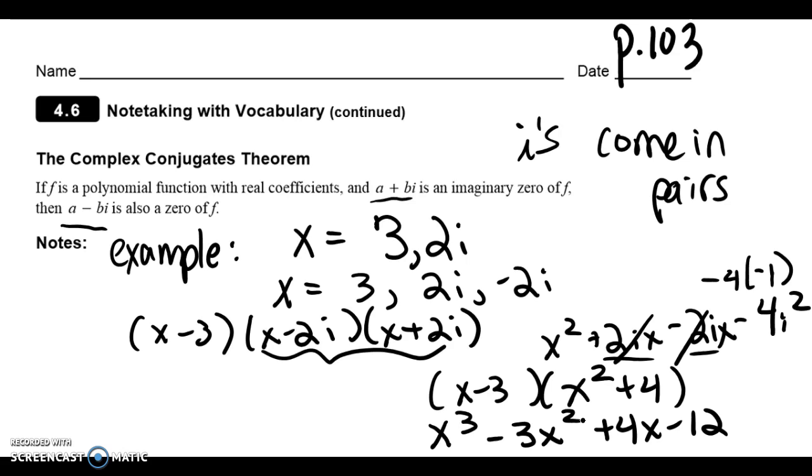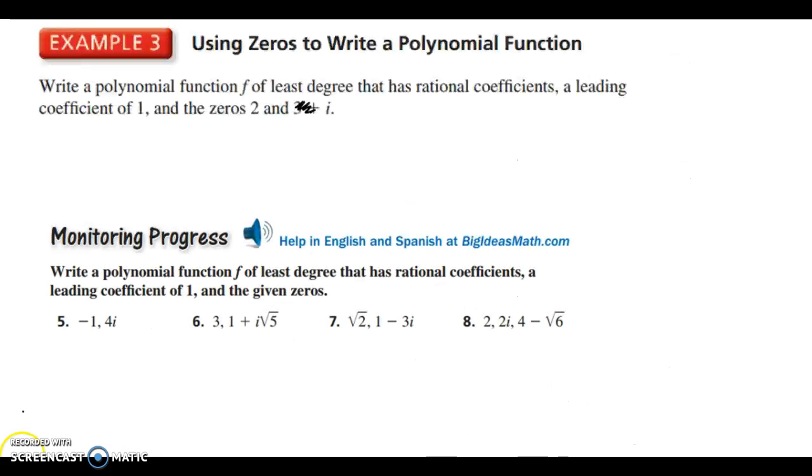So let's try the example in our notes. So first of all, for example 3, there was a typo. Let's scribble out this 3 plus and just do zeros of 2 and i. So really our zeros will be x equals 2, i, and negative i, because the i's always come in pairs.